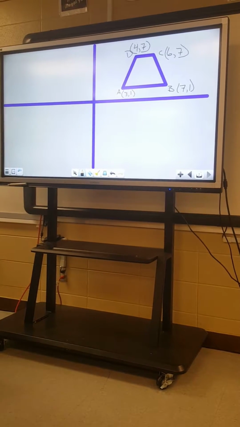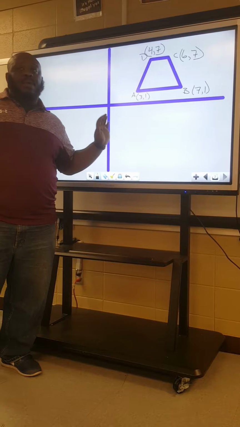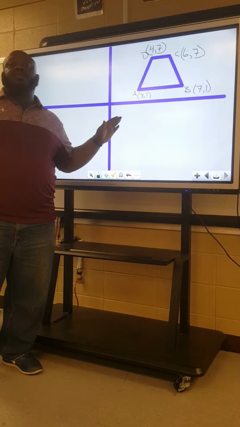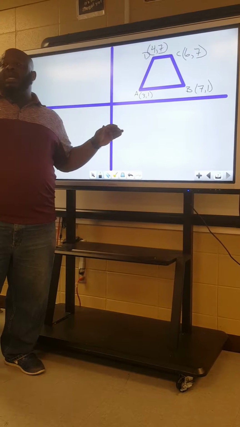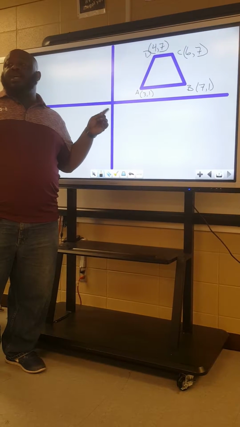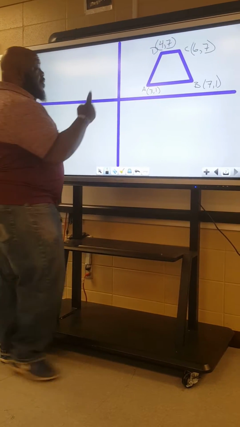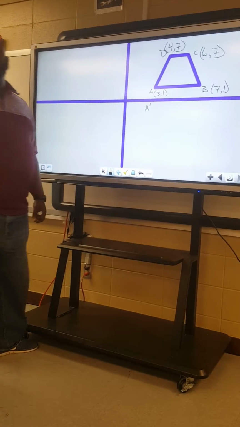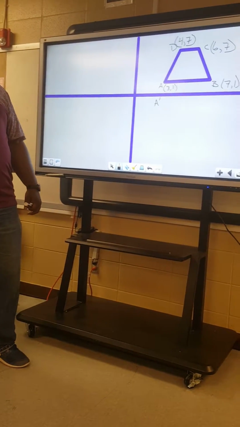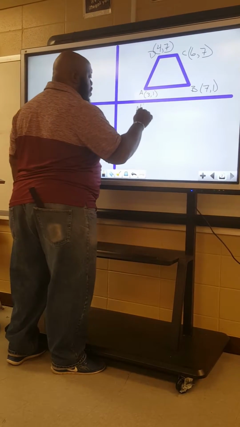Cool. So now we're gonna make a new figure. What's another word for new figure that we use? Image. The image. And because it's the image, how do we write these points? They are now called, instead of A, B, C, D, A prime. All right. So for A prime, what would be the coordinates for A prime? It'll be 3, -1. Correct.